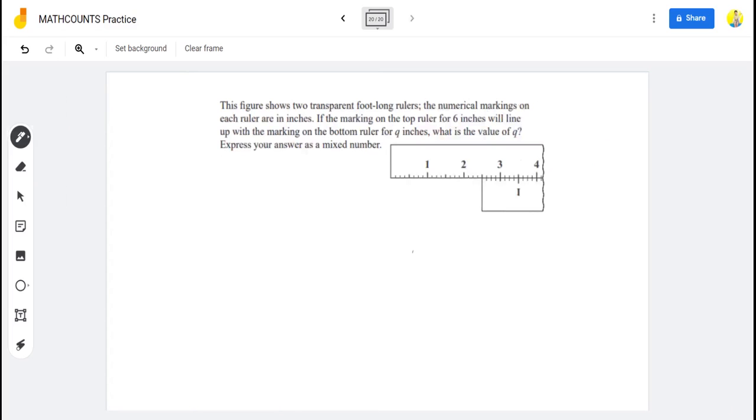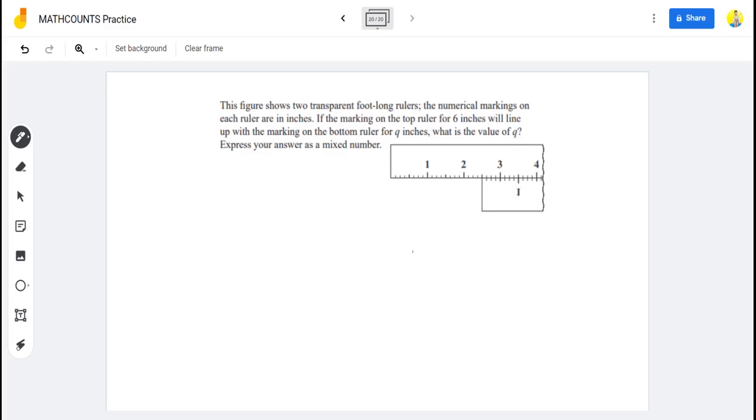This figure shows 2 transparent foot-long rulers. The numerical markings on each ruler are in inches. If the marking of 6 inches on the top ruler lines up with the marking of Q inches on the bottom ruler, what is the value of Q? Express your answer as a mixed number.